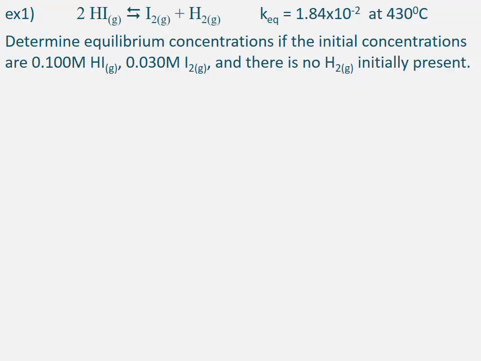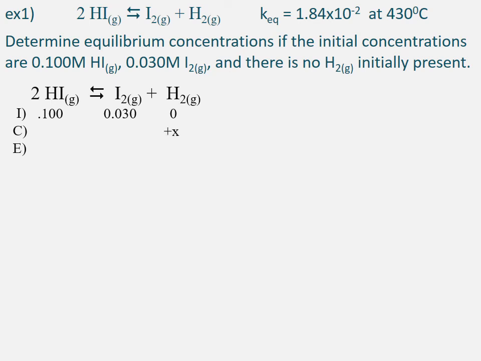Example 1: determine equilibrium concentrations if the initial concentrations are 0.1 molar HI, 0.030 molar I2, and there is no H2 initially present. So step 1 said, I write my balanced equation and make an ICE chart. So I'm starting off with 0.1 molar HI, 0.030 molar I2, and there is no H2. I know that 0 can't go down, so the H2 is going to have to go up. So it's going to increase by x amount. And if the H2 is going up, I2 is also on the same side as H2, so I2 will also have to increase.